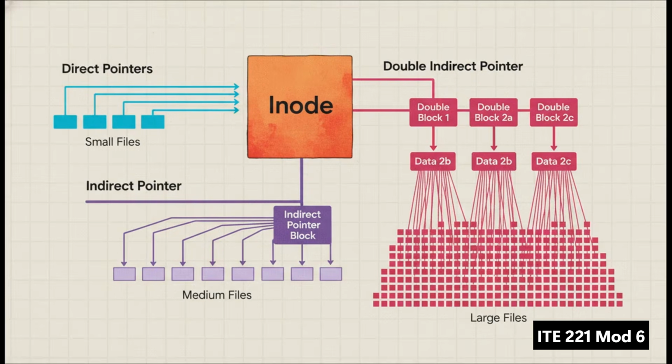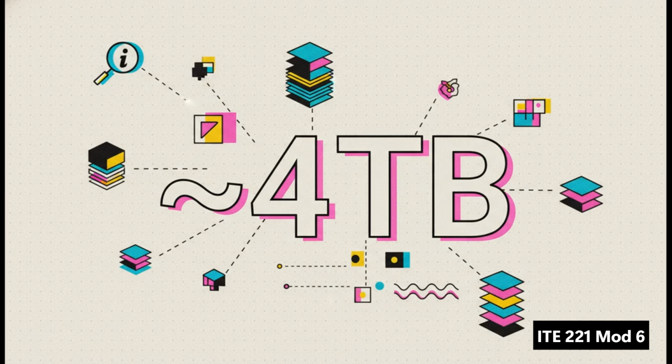And check this out. The way it does this is just brilliant. For a small file, the inode points directly to the data blocks. But for a huge file, it uses this really clever trick. It has pointers that point to lists of other pointers. This creates this branching structure that can just keep expanding to handle gigantic files, all managed from one tiny little starting point. So what does all that cleverness actually get you? Well, with this structure, a single inode can keep track of a file that's around 4 terabytes in size. That is one massive file, all managed by one tiny, incredibly efficient data structure.